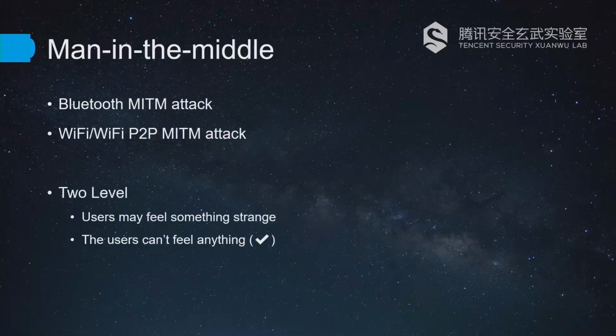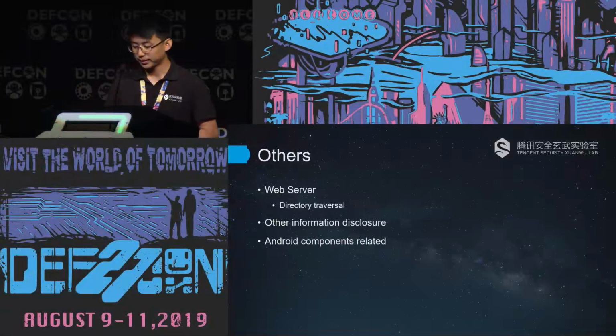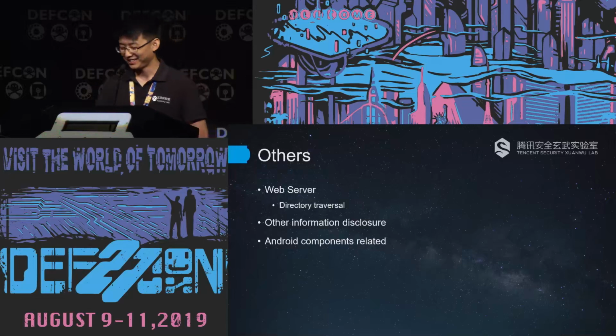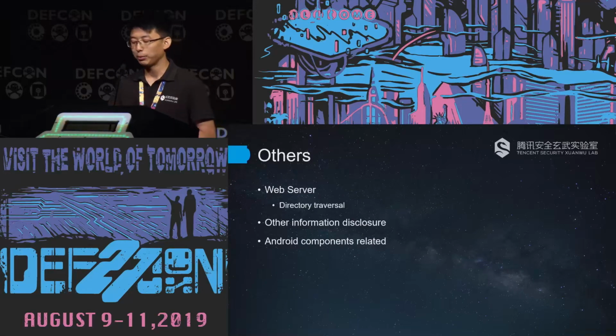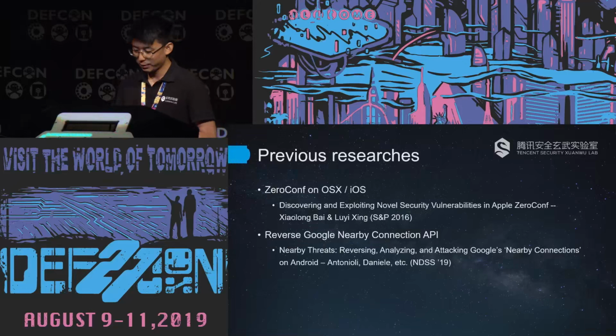Based on device spoofing, the attackers may accomplish the man-in-the-middle attack, so the normal user will feel nothing. We'll show the demo later, and the technical details will be explained later too. What's more, we found some other interesting attack surfaces. For example, some sharing apps will start a web server, which will open more doors for attackers. And there is other information disclosure we can't even think about. And Android component related attack surfaces.